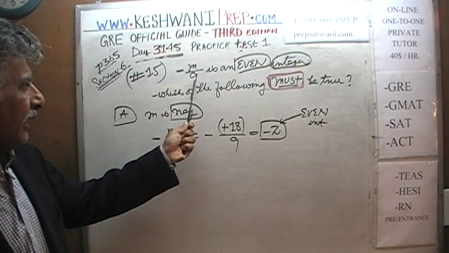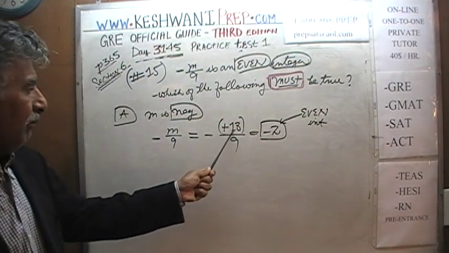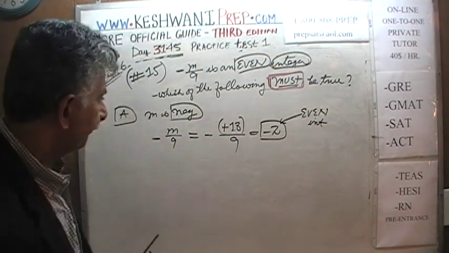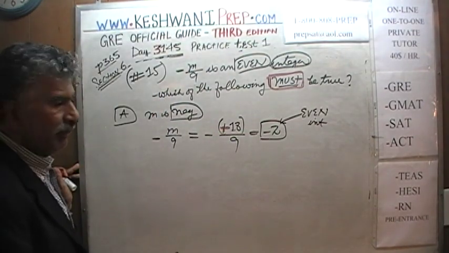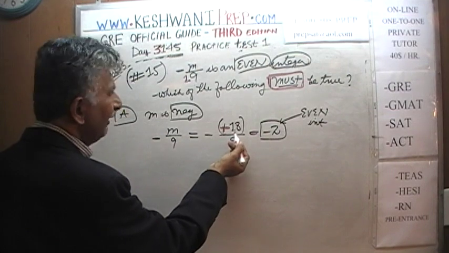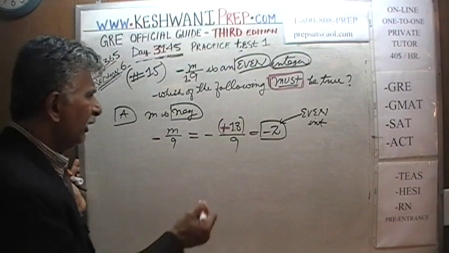M divided by 9 is an even integer. It's an even integer. But m is not negative. We put in positive 18. Now the only difference would have been that instead of 9, if we had used 19, then instead of 18, we would have used 2 times 19. 2 times 20 is 40, it would have been 38.